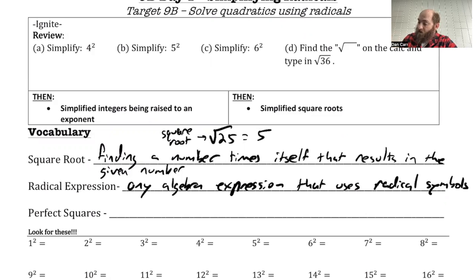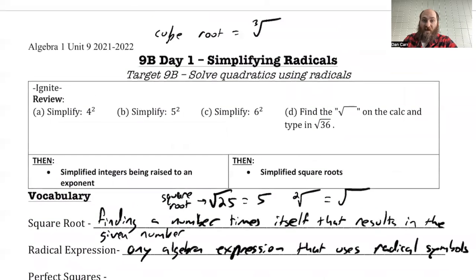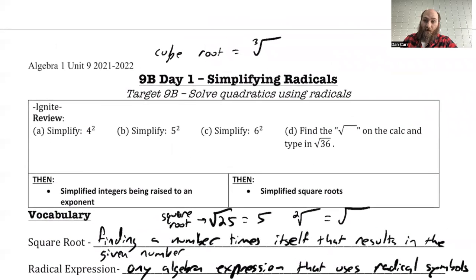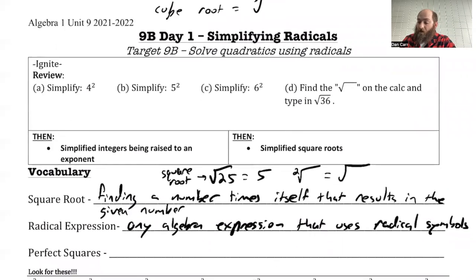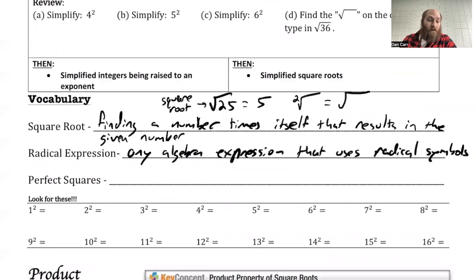Okay, and I should have said this too, when I have a square root, it's actually assumed to be a little 2 out front. So if I write that or I write that, that's the same thing. It's only if I have to do different versions, like a cube root. Okay, for example, a cube root would be any number times itself 3 times. But we're not going to worry about those. We're just going to focus on square roots.